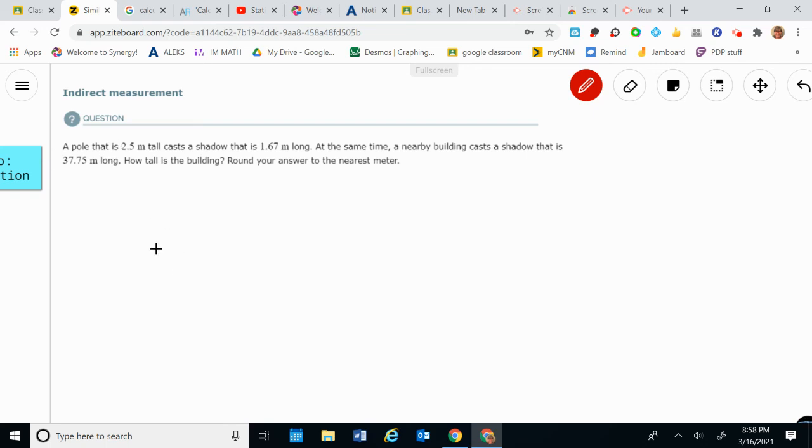All right, it says a pole is 2.5 meters and casts a shadow. Let's put the sun over here this time. So I'll do it this way. Boom. My shadow's in this direction now. Still a right angle. This is still a pole, 2.5 meters, and the shadow is 1.67 meters long.